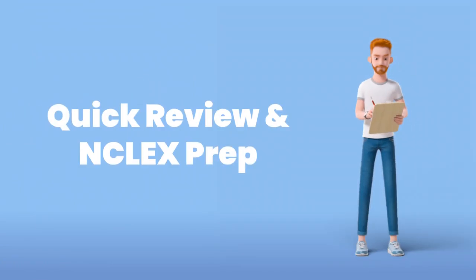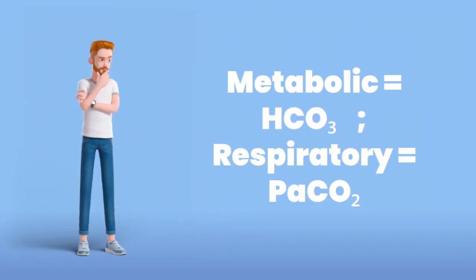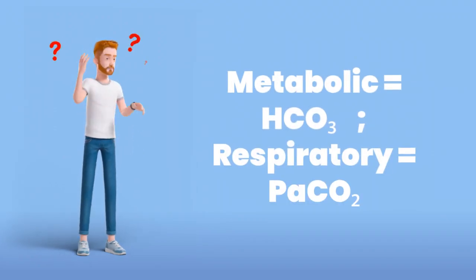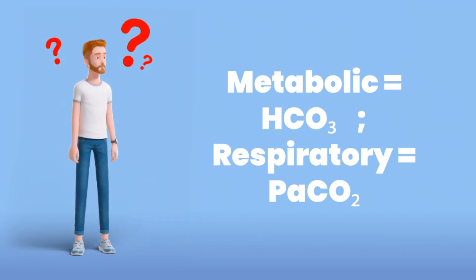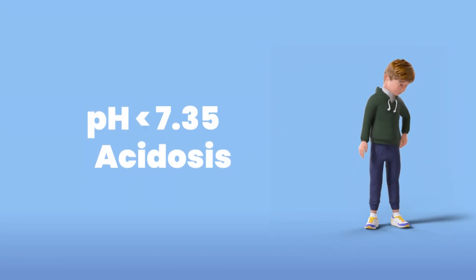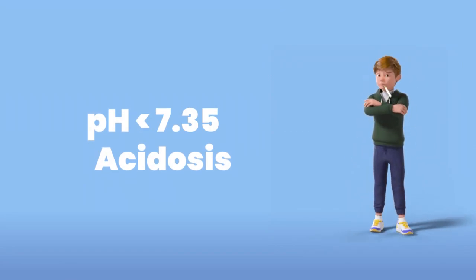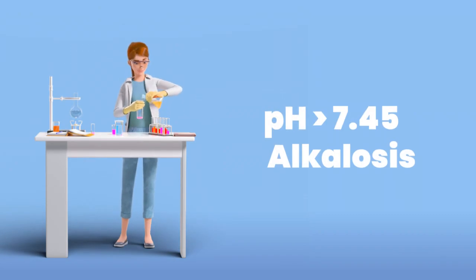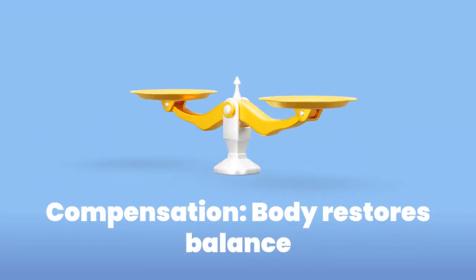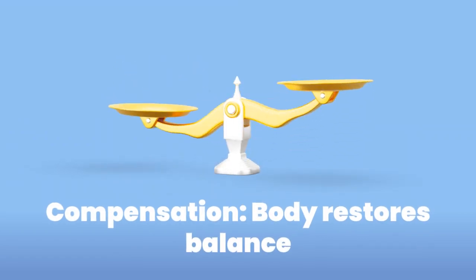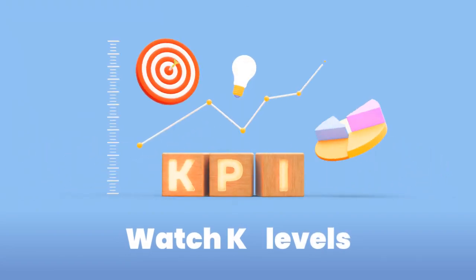Quick review and NCLEX prep. Metabolic equals HCO3 problem. Respiratory equals PaCO2 problem. pH less than 7.35, acidosis. pH greater than 7.45 is alkalosis. Compensation shows how the body tries to restore balance. Watch K levels and symptoms.